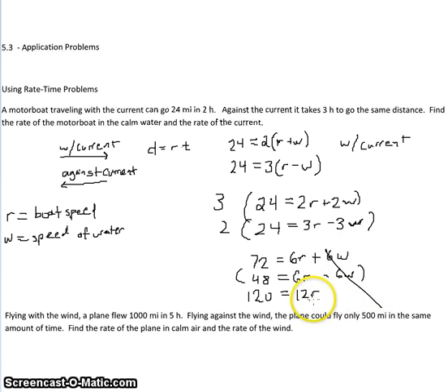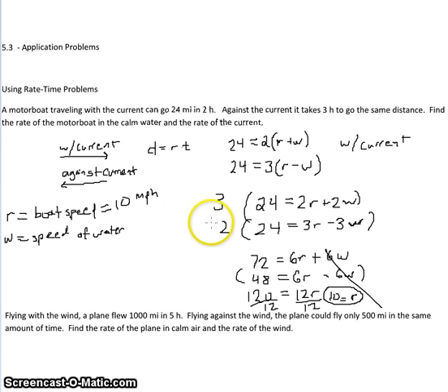That cancels out. So if I divide by 12, I get R is equal to 10. So R is the speed of the boat. So that's 10 miles per hour.